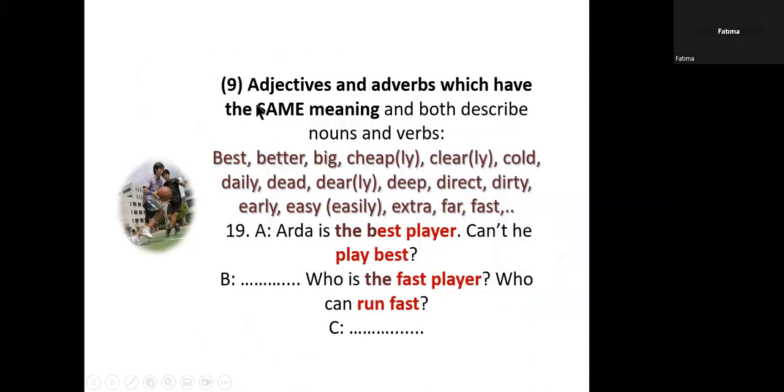Dialogue 9, adjectives and adverbs which have the same meaning. This is also confusing. And both describe nouns and verbs. For example, best, better, big, cheap, or cheaply. Clear or clearly. Cold, deep, direct, dirty, early, easy, extra, far, fast.